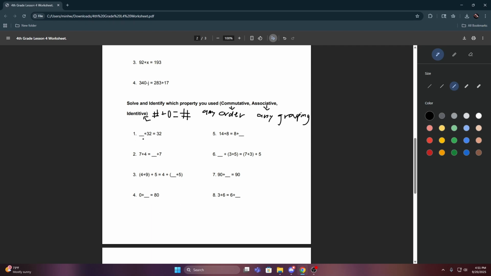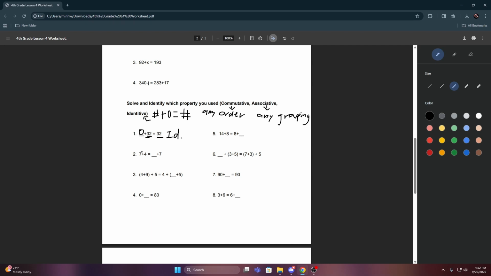Now number 1, something plus 32 is equal to 32. Now we notice that these two numbers are exactly the same, and remember what we said about the identity property? A number plus 0 is just going to be that same number. So we can imagine that these are the two numbers that are the same, and we're just adding 0 here. So the property here is identity. I'll just write it like this, and the answer is 0.